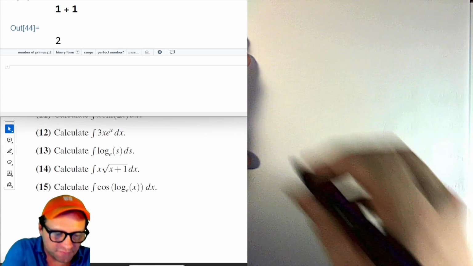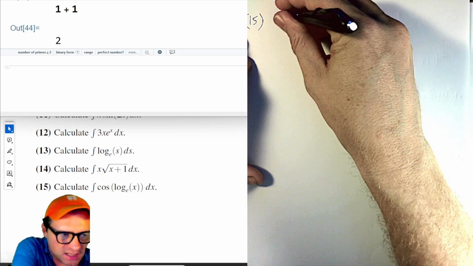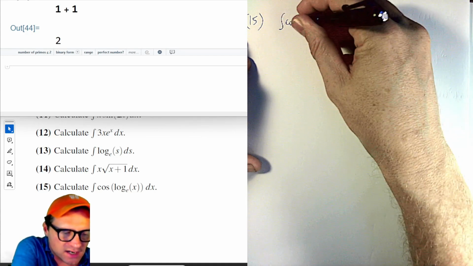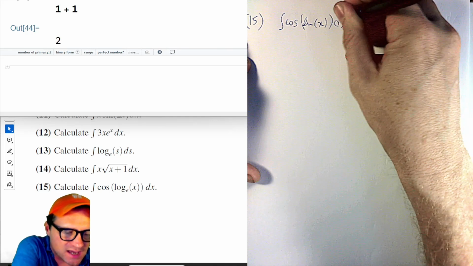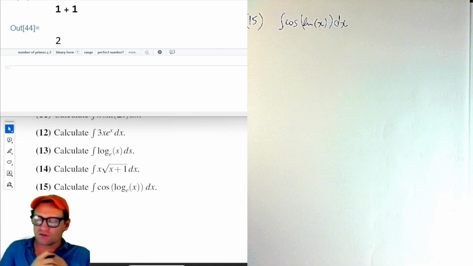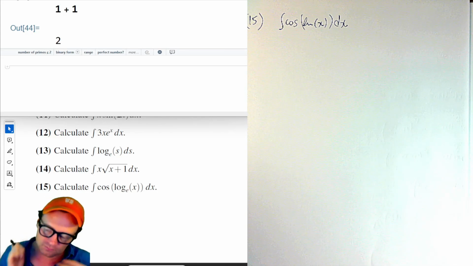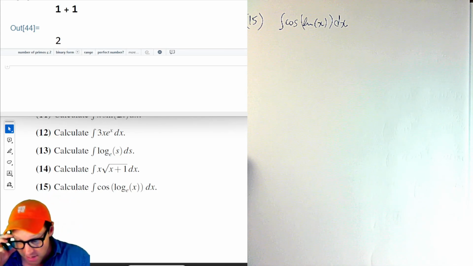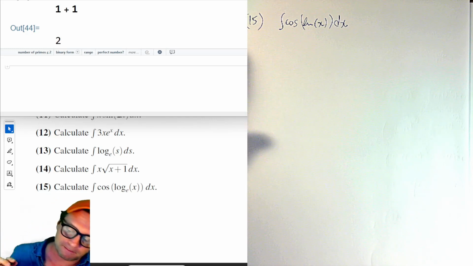Okay, question 15. This is a bit of a tricky one. We're integrating cos of the natural log of x with respect to x. So to do this, we want to use integration by parts again. And so we need to express this in terms of a derivative.